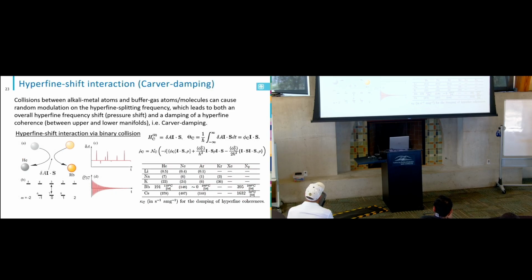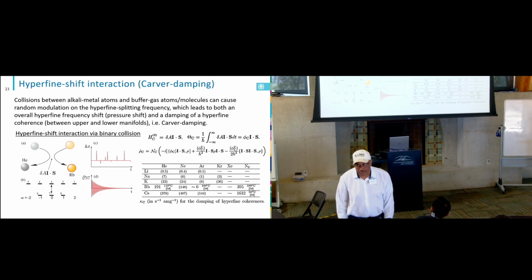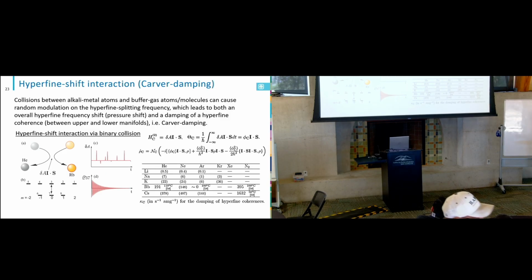The other one is what we call the hyperfine shift interaction. Again, the collision between the alkali metal atom and the buffer gas particle can cause random modulation of the energy level splitting between the associated energy levels. When that occurs, if you look at it in the time domain, it's equivalent to coherence decay. And the mathematical form for the density matrix formalism is here.